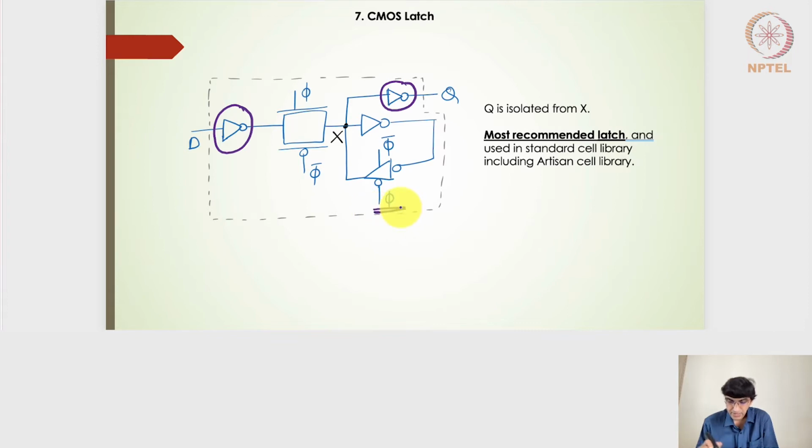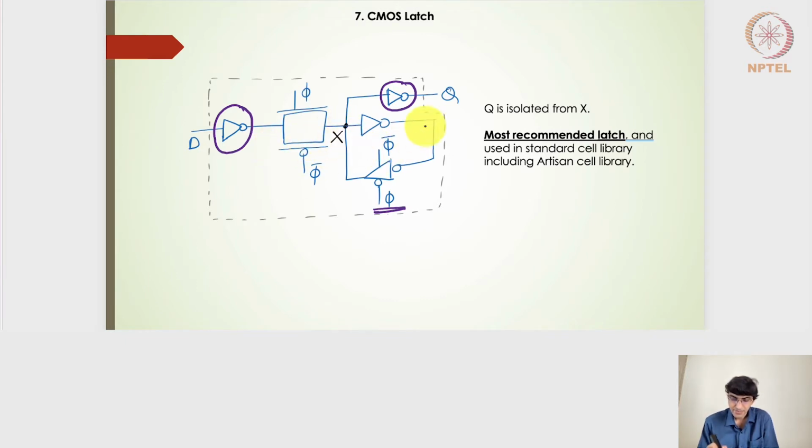This particular tri-state inverter, which is there in the feedback, is there to make sure that this particular X node is staticized and it is not dynamic anymore. So if it remains dynamic, or if it remains floating, there is a possibility of the X node getting discharged to a lower voltage, or getting charged to a higher voltage. Thereby, this particular output or the X node voltage level will change due to the subthreshold leakage current.